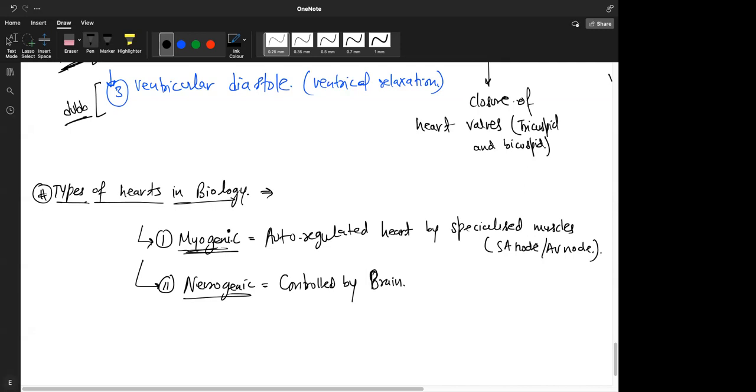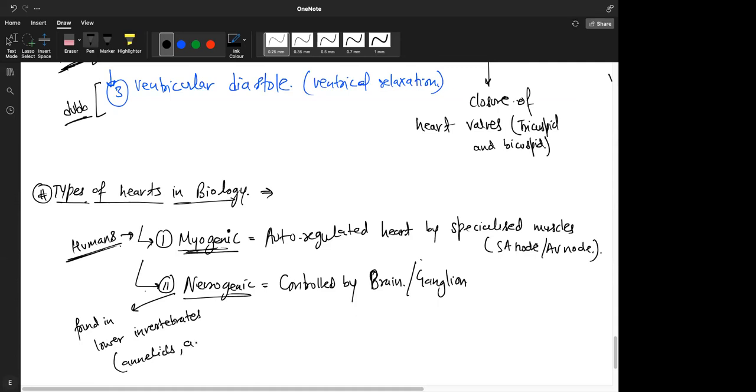So my question is, higher organisms like humans have a myogenic heart. So where do you find a neurogenic heart, where if you cut the nervous system's connection with the heart, it will stop working? Also use a word here, ganglion, because a neurogenic heart is found in lower invertebrates, like annelids, like earthworms, and insects. Found in lower invertebrates, like annelids and arthropods.